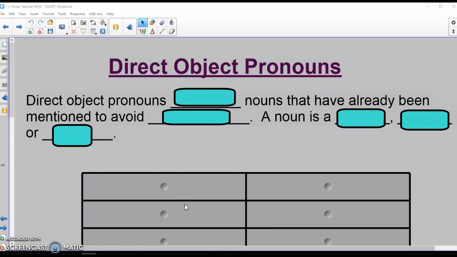Hola chicos. So I wanted to make sure that I was able to finish out the unit with you and not leave you hanging. So I am going to walk you through the rest of these notes.